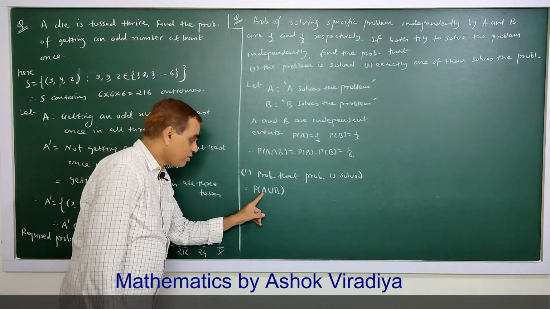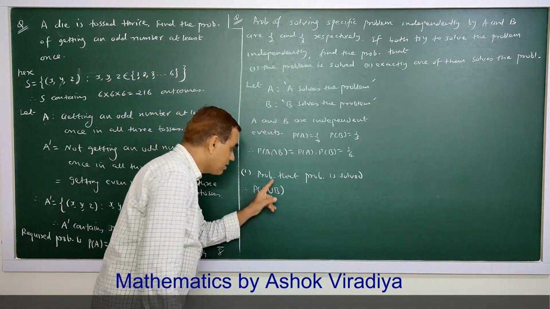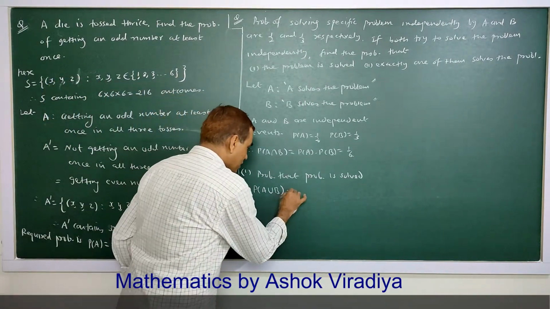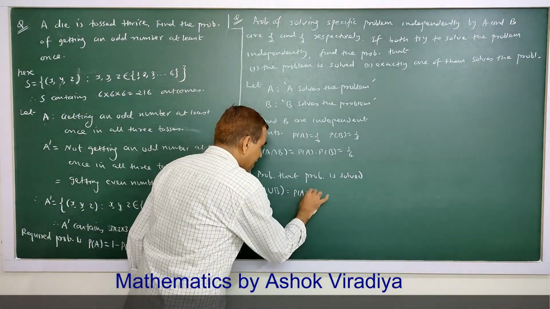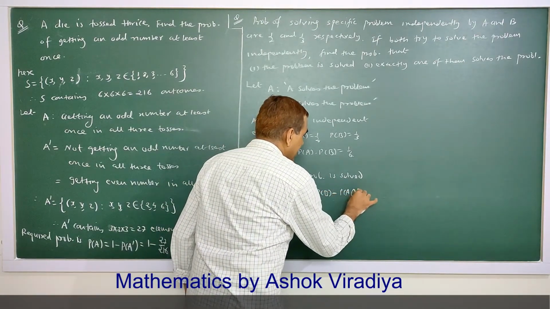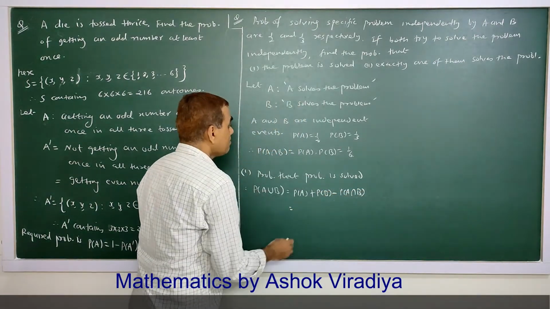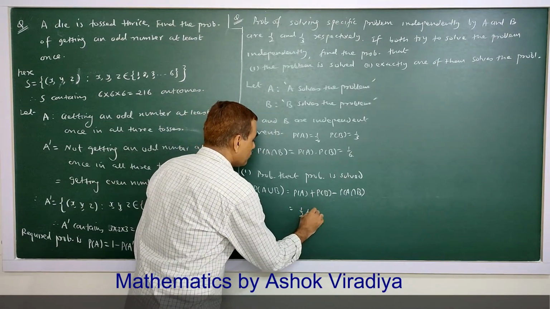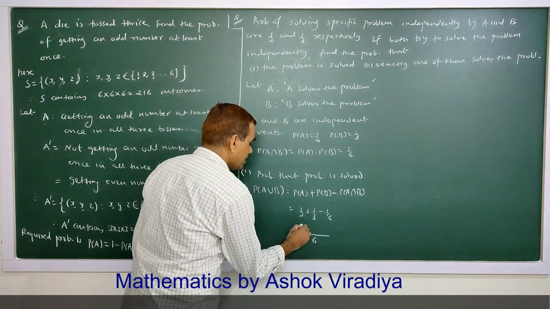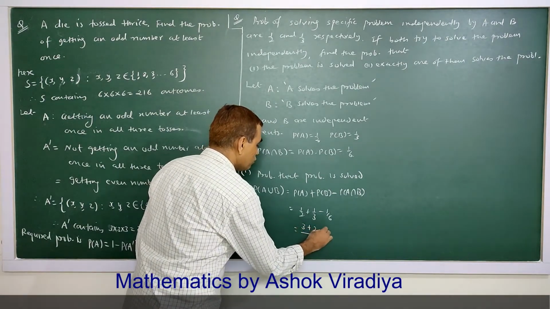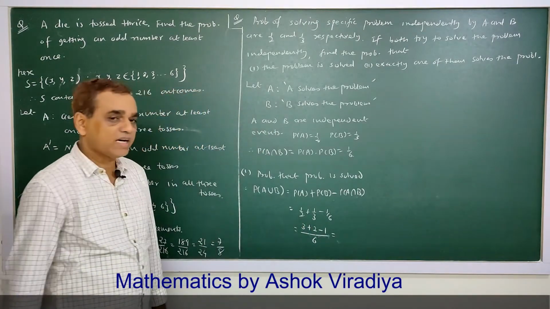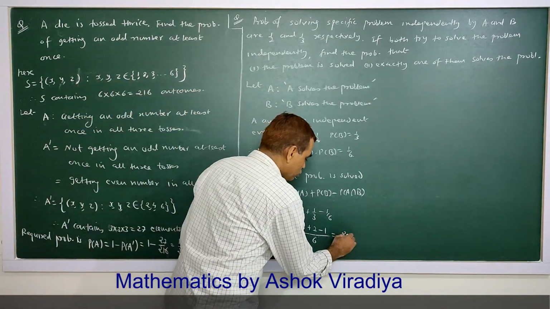So that means the probability that at least one can solve the problem. Probability that A solves the problem or B solves the problem is equal to probability of A plus probability of B minus probability of A intersection B. P of A is 1 by 2 plus 1 by 3 minus 1 by 6. So LCM is 6. So here 3 plus 2 minus 1, 5 minus 1, 4 by 6, that is 2 by 3.